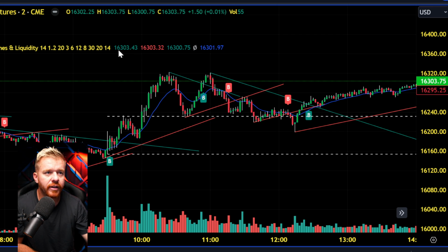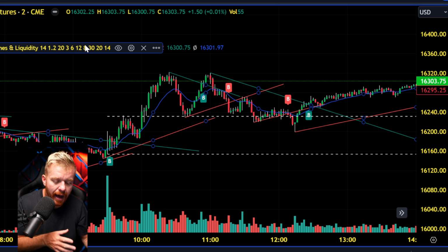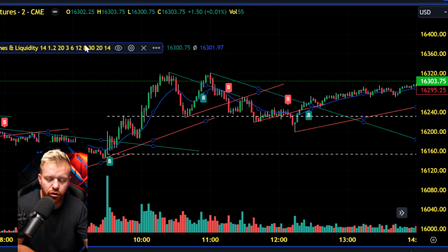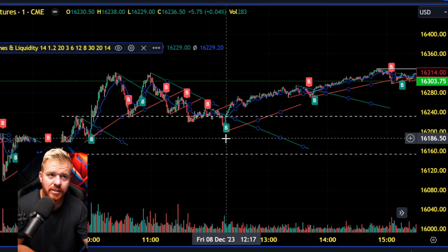We've got two of them now. Let's get rid of that one. And right now we're looking at the 2-minute chart. I would say that the 2-minute chart is going to be a little bit more consistent. The 1-minute chart is obviously going to have more signals, but it really depends on the day.